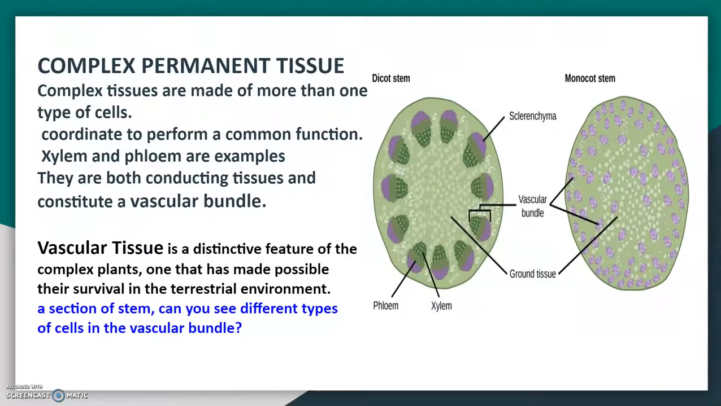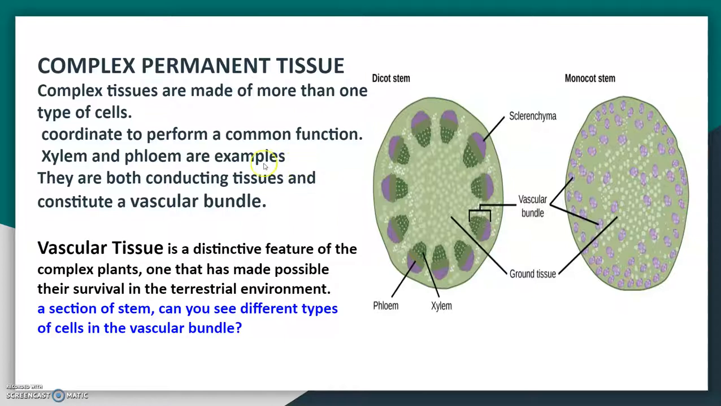Now in the complex permanent tissue, when we talk about complex tissue, it is that which is made up of more than one type of cell. In simple tissue, we have talked about how only one type of cell is there, whereas in the complex permanent tissue we find more than two types of cells, and different types of tissues are there in the plant. So complex tissues are made up of more than one type of cells. All these cells coordinate to perform a common function, even if they are different.